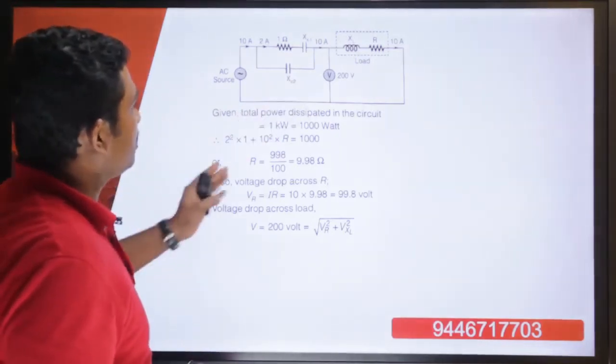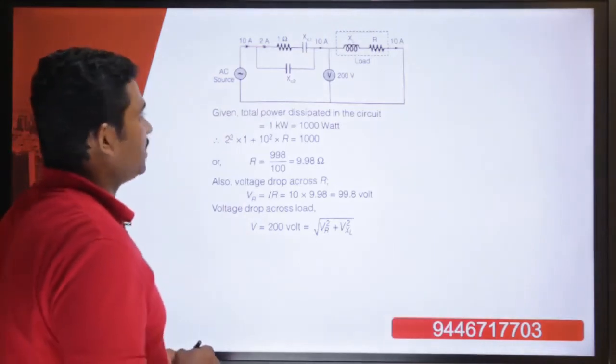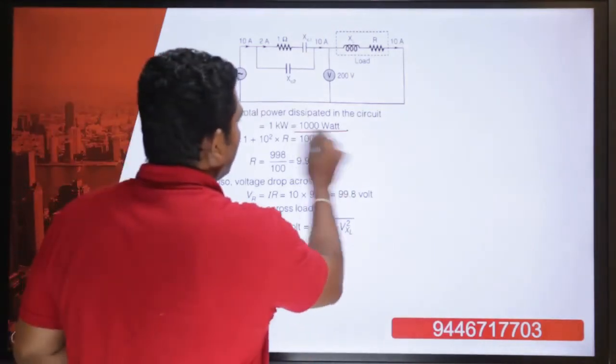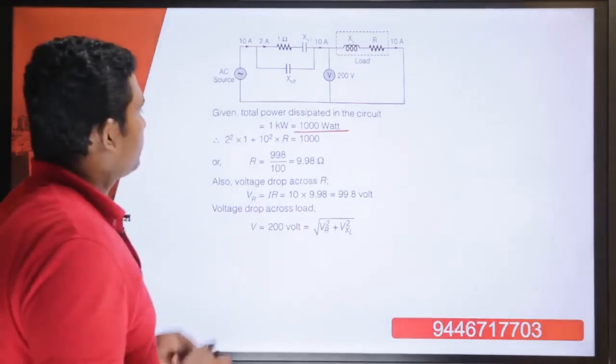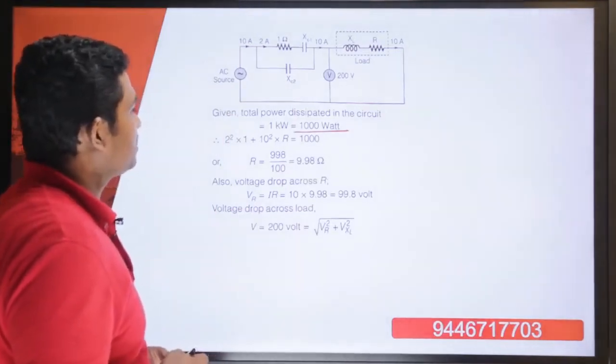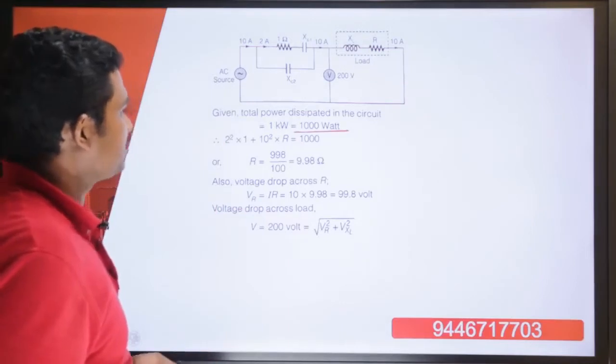So given the total power dissipated in the circuit is 1 kW, that means 1000 watt is the total power that is dissipated. So how is the power dissipated? The power is dissipated as I square R.